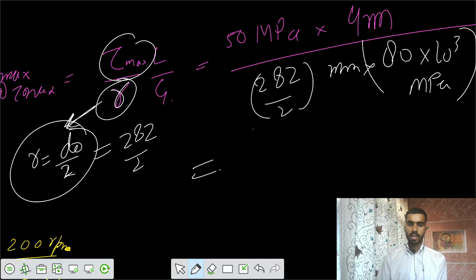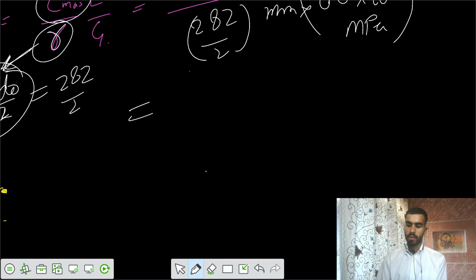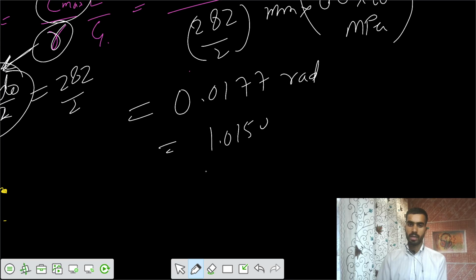So you can get the value of theta maximum. So you got some value of 0.0177 radian, or you can convert it into degrees. That's 1.0159 degrees.